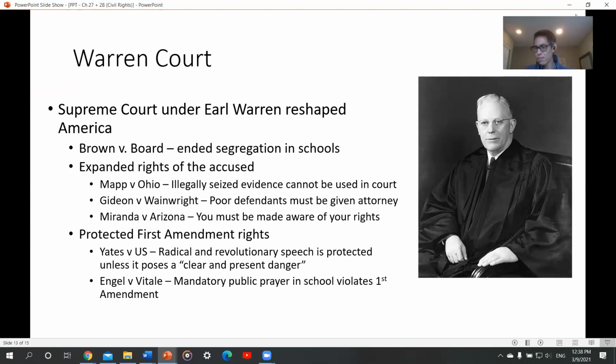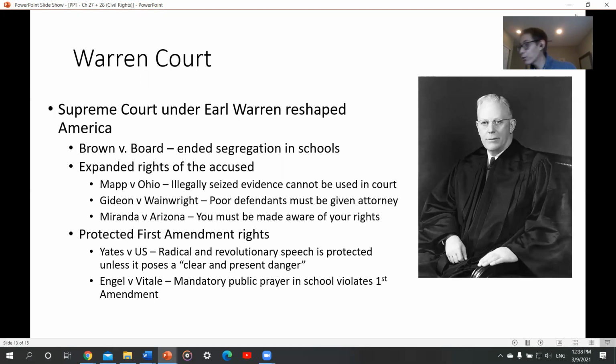Anyways, under Earl Warren and the Supreme Court, Brown v. Board ended segregation in schools. He also expanded the rights of the accused, the idea of having your rights read to you, what's called your Miranda rights. That was under Earl Warren, Miranda v. Arizona, which said you must be made aware of your rights. The idea of, you have the right to an attorney. If you cannot afford one will be provided for you. That was from Gideon v. Wainwright, the idea that poor defendants must be given an attorney. Mapp versus Ohio said that any evidence that was seized illegally by the police cannot be used against you in the court.